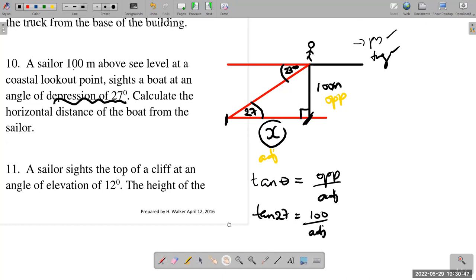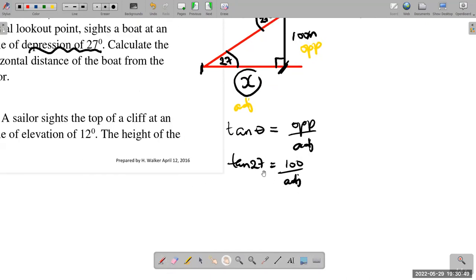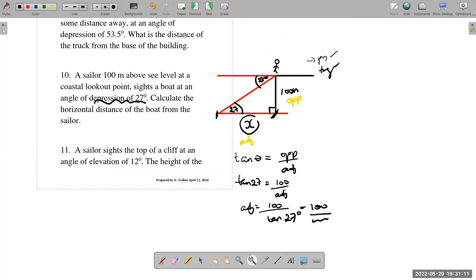How do I get adjacent? What do I do? Switch, right or wrong? Once the thing that you need is inside the denominator, you switch. So adjacent is equal to 100 divided by tan 27. You may need to work this out on your calculator: find the value of tan 27 and divide 100 by it, and that's your answer. Everybody with me? So that's it. That's literally it.